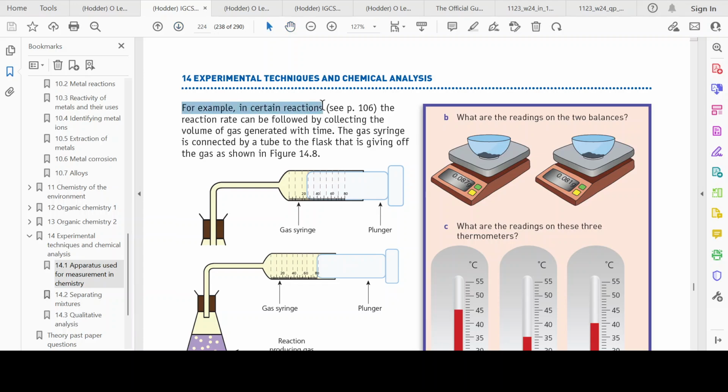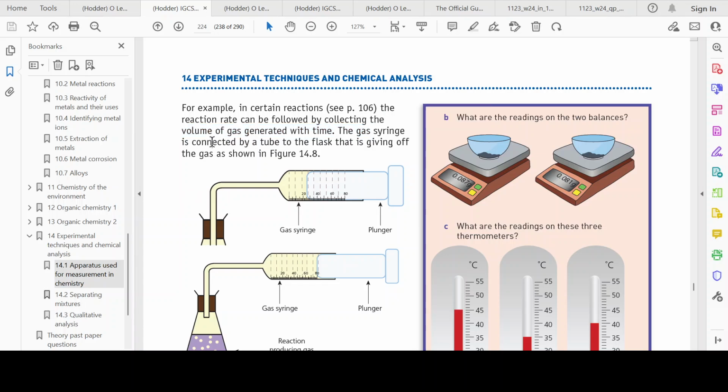So for example, in certain reactions, the reaction rate can be followed by collecting the volume of gas generated over time. So for example, you're adding a carbonate to an acid, and you're doing the experiment where you have a clump of carbonate versus powdered carbonate. And so you would expect the powdered carbonate to produce carbon dioxide more quickly as compared to the clump of carbonate. And so you're measuring that.